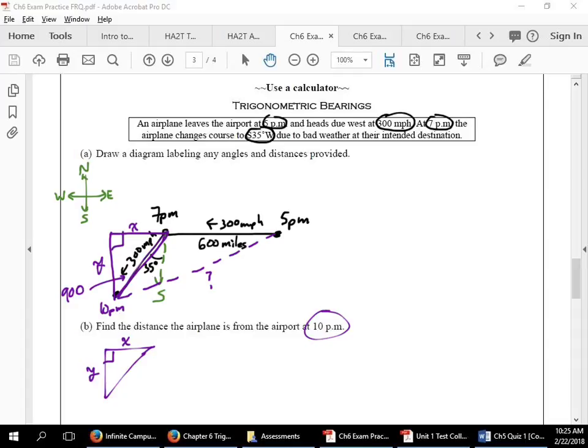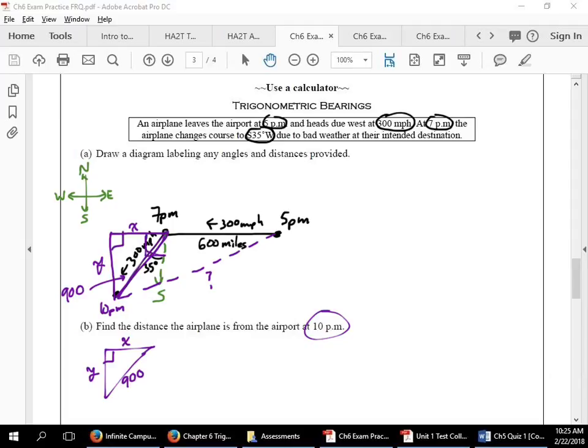Is there anything else I know about this triangle? Because right now, all I know is that this is 900 right here. I don't have anything else on my picture that's going to help me actually find those other ones. 55 degrees. Oh, 55 degrees. Where did that come from? You see this angle right here? Here, I'm going to draw on it.